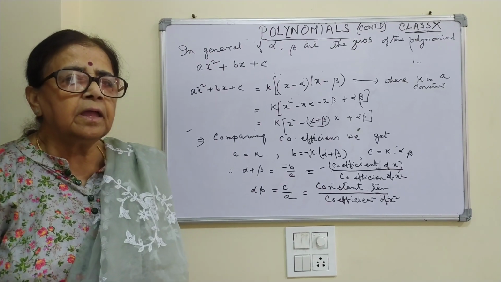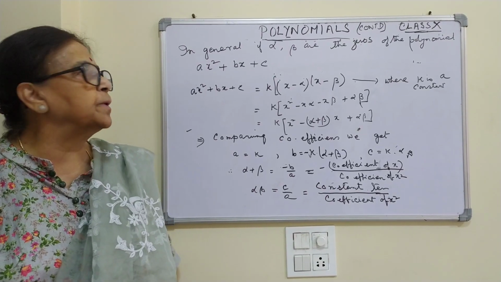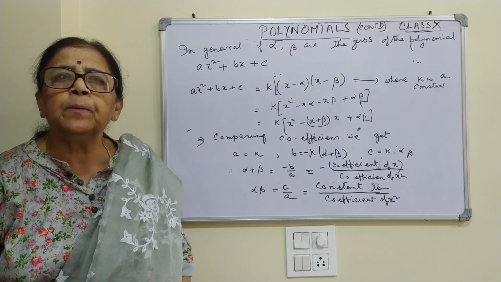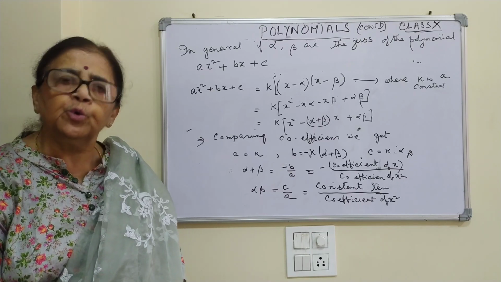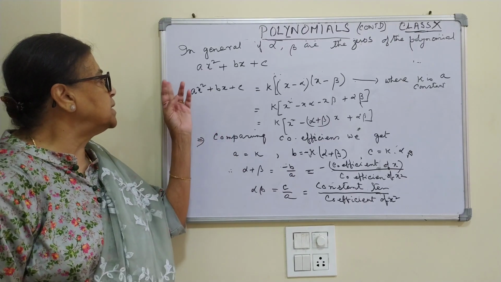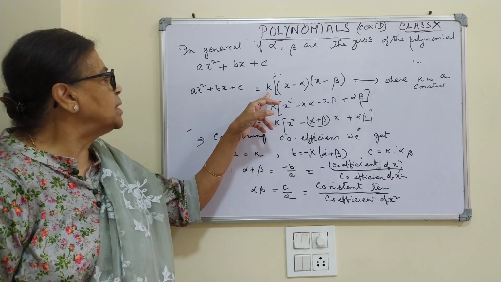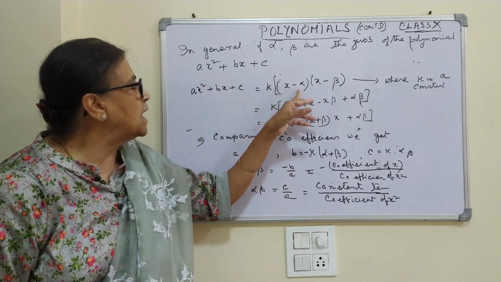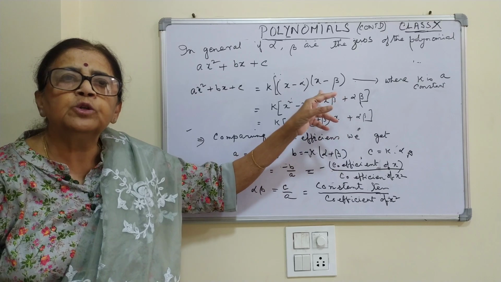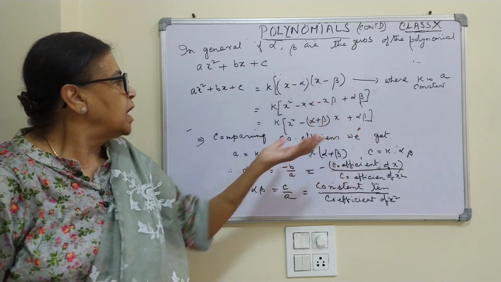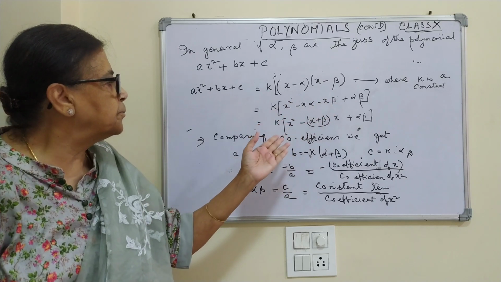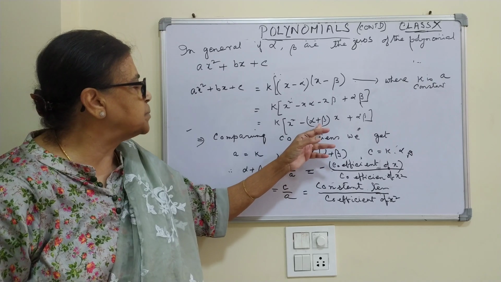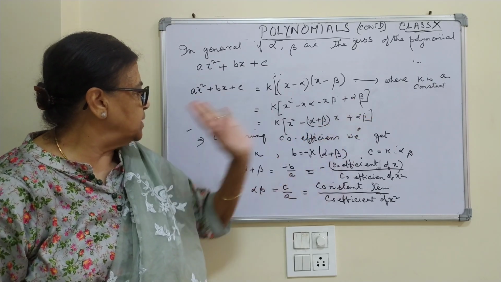In general, if we take a quadratic polynomial ax square plus bx plus c, let alpha and beta be the roots, because a quadratic polynomial will always have two roots, isn't it? There must be some common factor k, it can be 1 also, it can be any number: k into x minus alpha and x minus beta. When roots are there, we can have two factors. So when we open it, we get k into x square minus alpha plus beta into x plus alpha beta.